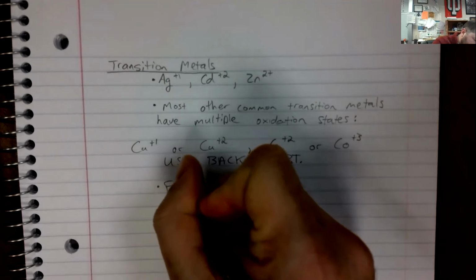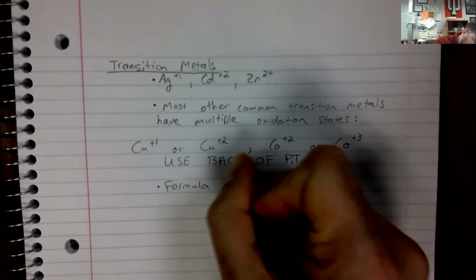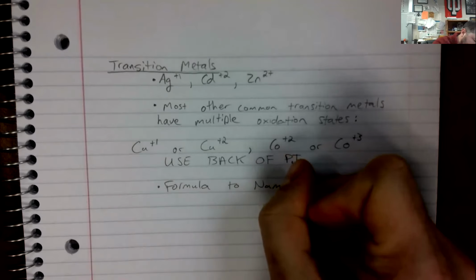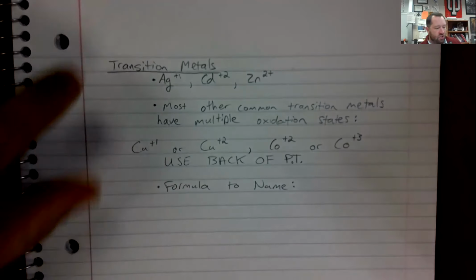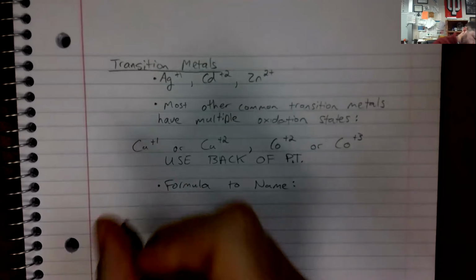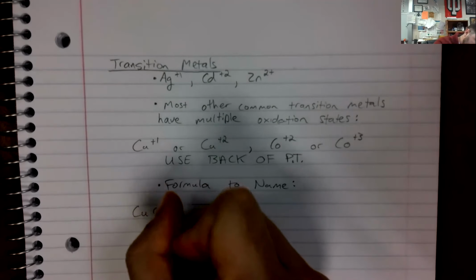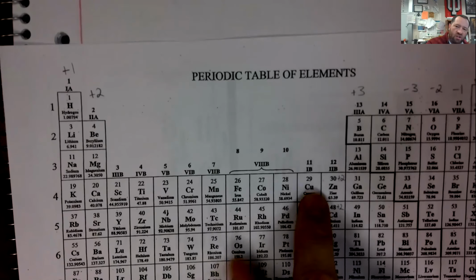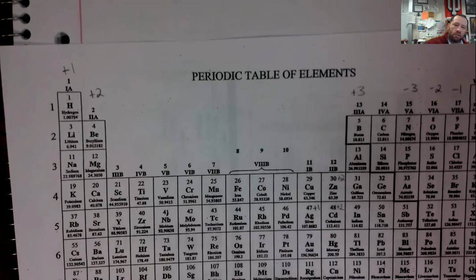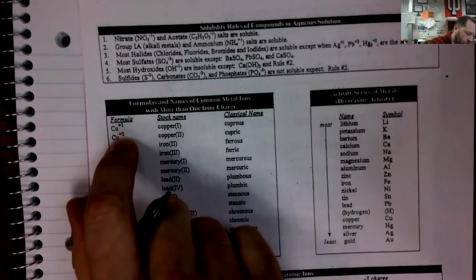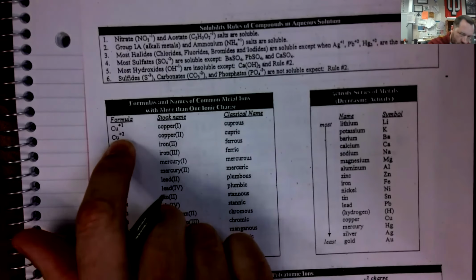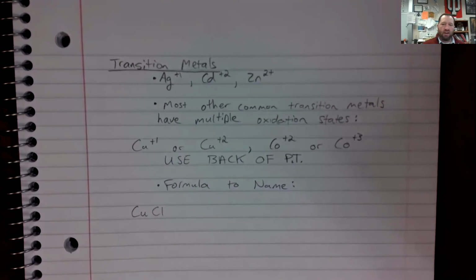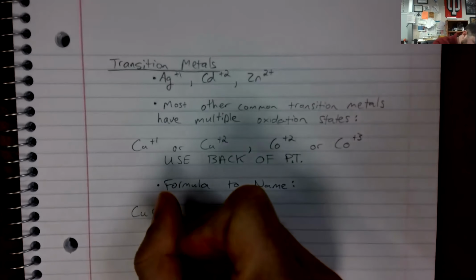So let's take a look at how we go from formula to name with our binary ionics, including a transition metal. Let's say we have CuCl. Okay, so you're naming it. You recognize, hey, here we've got copper. He's a transition metal. That means we have to turn over our periodic table, look at the cheat sheet on the back, and there's two of them. There's copper +1, copper +2. Which one do we have? Kind of have to reverse engineer this one, so to speak.